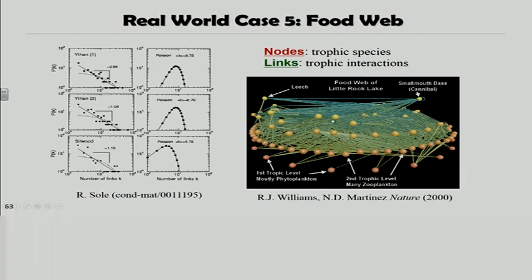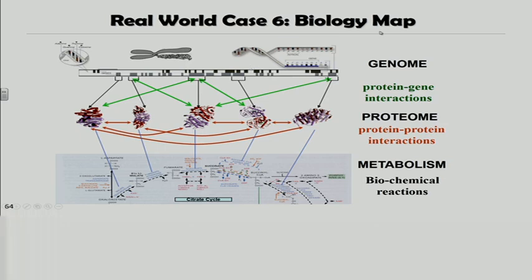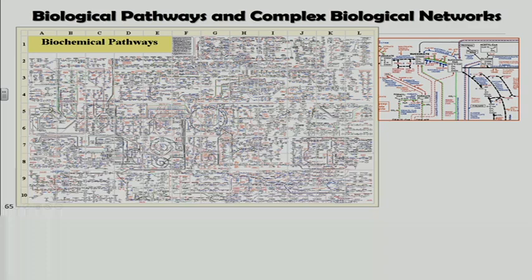The food web, who eats whom, like the top could be a tiger or a lion or something. Then you're going down. So the food web also follows a sort of power law distribution. Okay. The biology map, they found this metabolism, this biochemical reaction in the map. They also found a power law distribution quite a lot, okay, in biology.